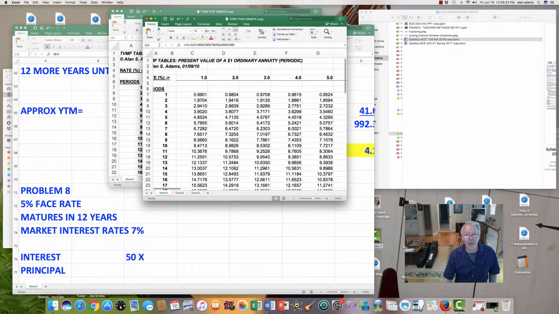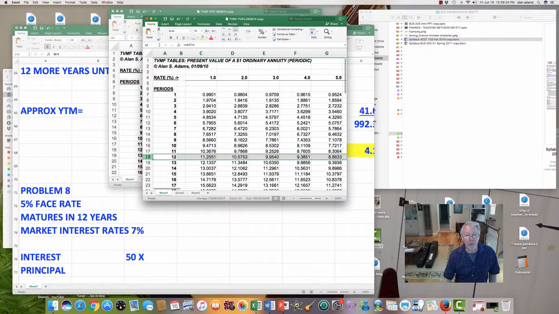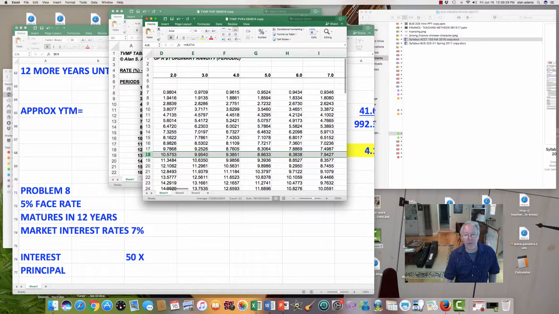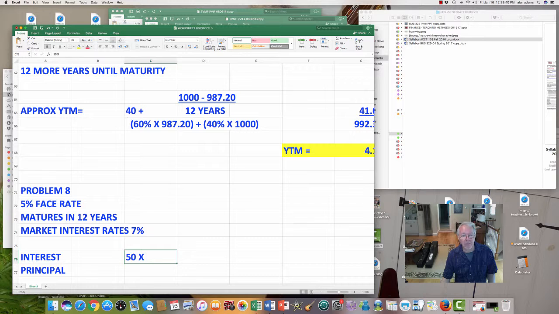Don't use 5% now, friends. Our answer will be on line 18, 12 years. Scroll out, 7%. 7.9427 is my PVIFA. 7.9427. Fill it in. 7.9427.